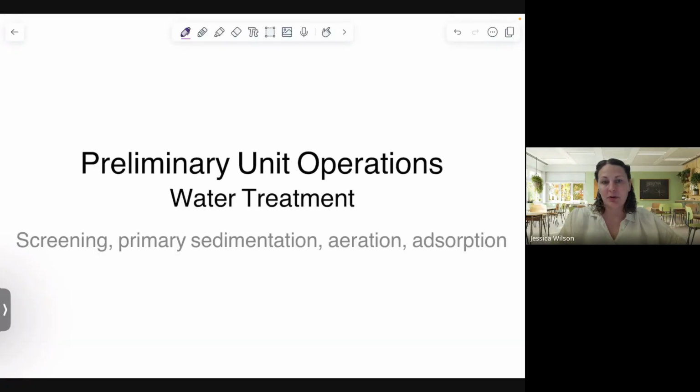In this lecture, we're going to cover the preliminary unit operations used in both surface water and groundwater treatment plants. So we'll talk about screening, primary sedimentation, aeration, and then also adsorption. Adsorption is not as commonly used as these other unit operations, but it is becoming more prevalent, so we'll tie it in at the very end.